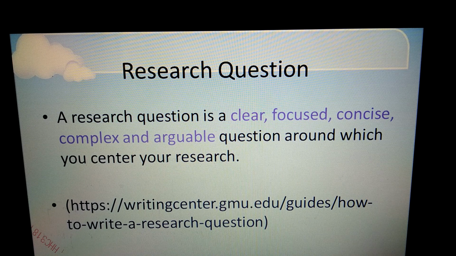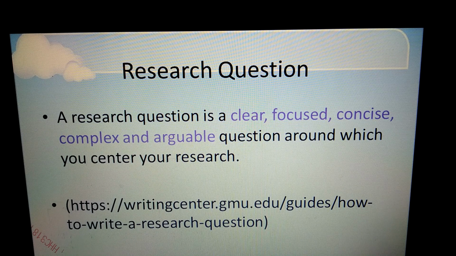Focused. It means it is narrow enough that it can be answered fairly in the space the writing task allows. Concise. It means it is expressed in the fewest possible words. Complex. It means it's not answerable with a simple yes or no, but rather requires synthesis and analysis of ideas and sources prior to composition of an answer. Arguable. Its potential answers are open to debate rather than accepted facts.